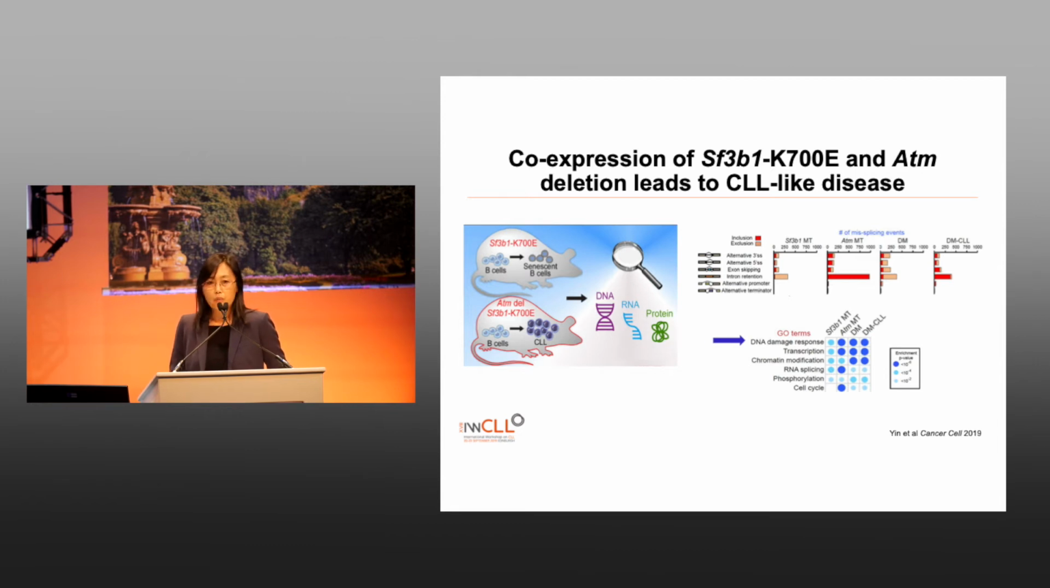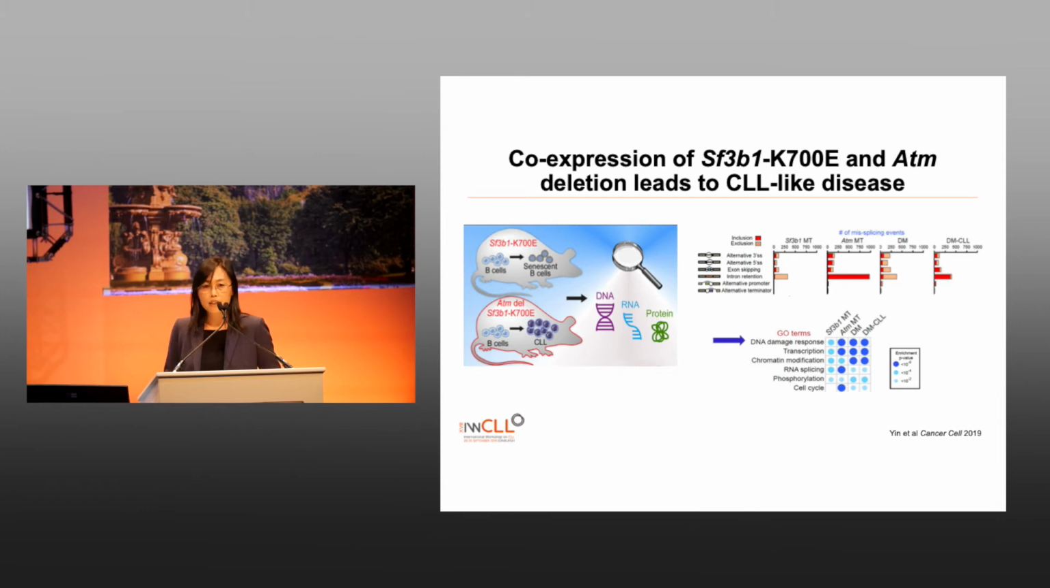So we first performed RNA splicing analysis in the splenic B cells which harbor different deletions and mutations. Our analysis indicates that both SF3B1 mutation and ATM deletion cause alternative RNA splicing. And I think the most important thing to point out is that all these splice variants impact the DNA damage pathways.